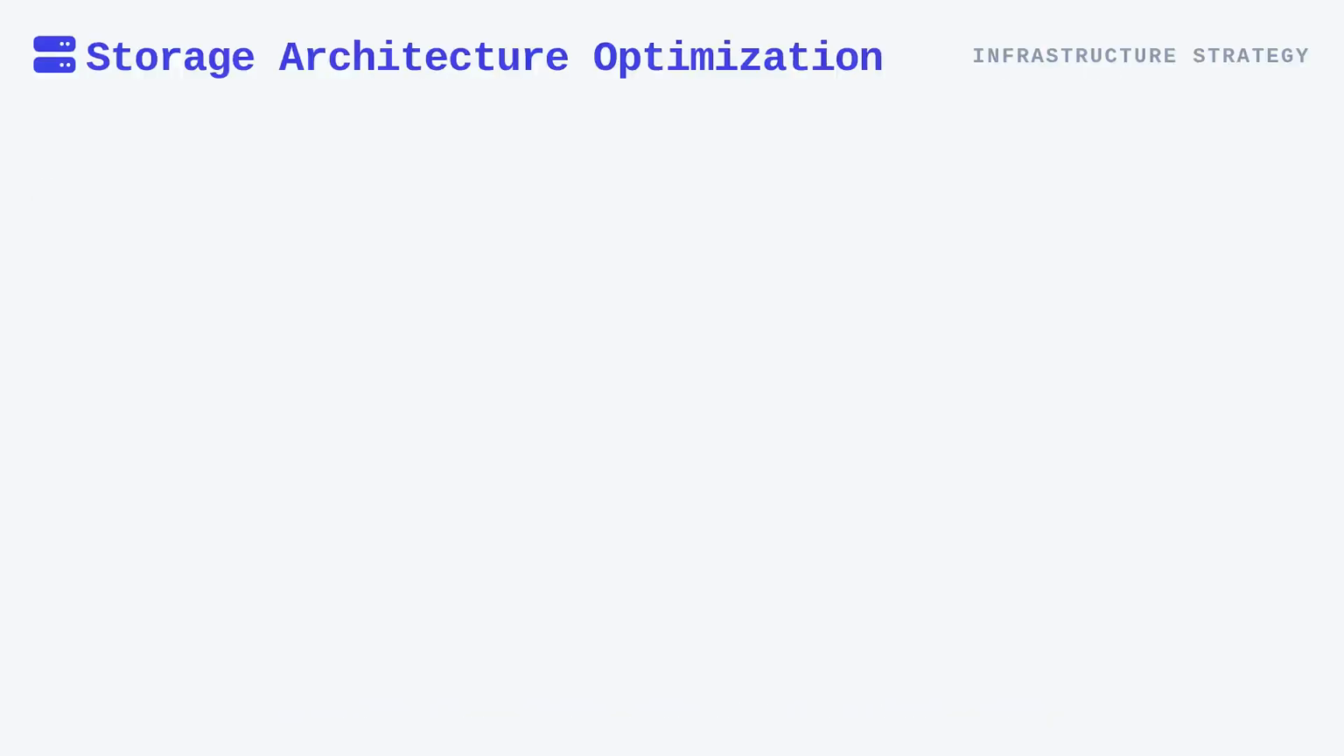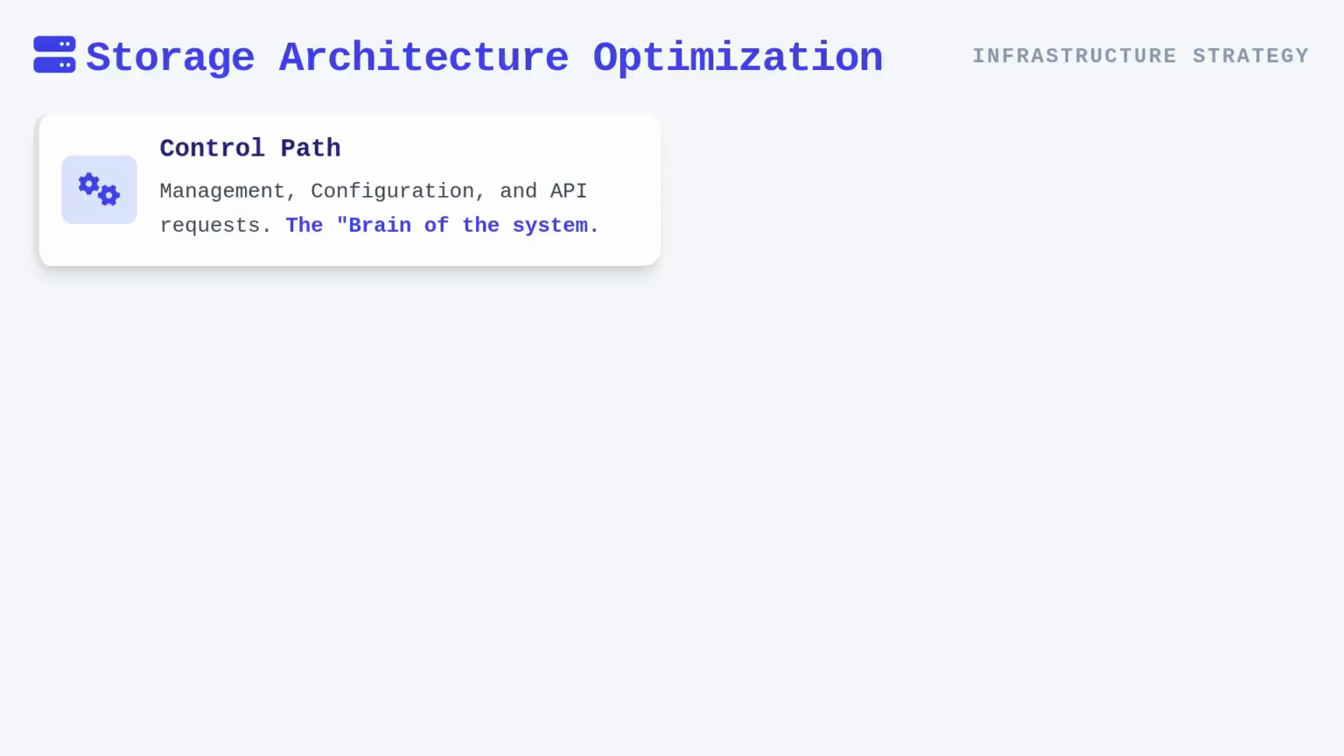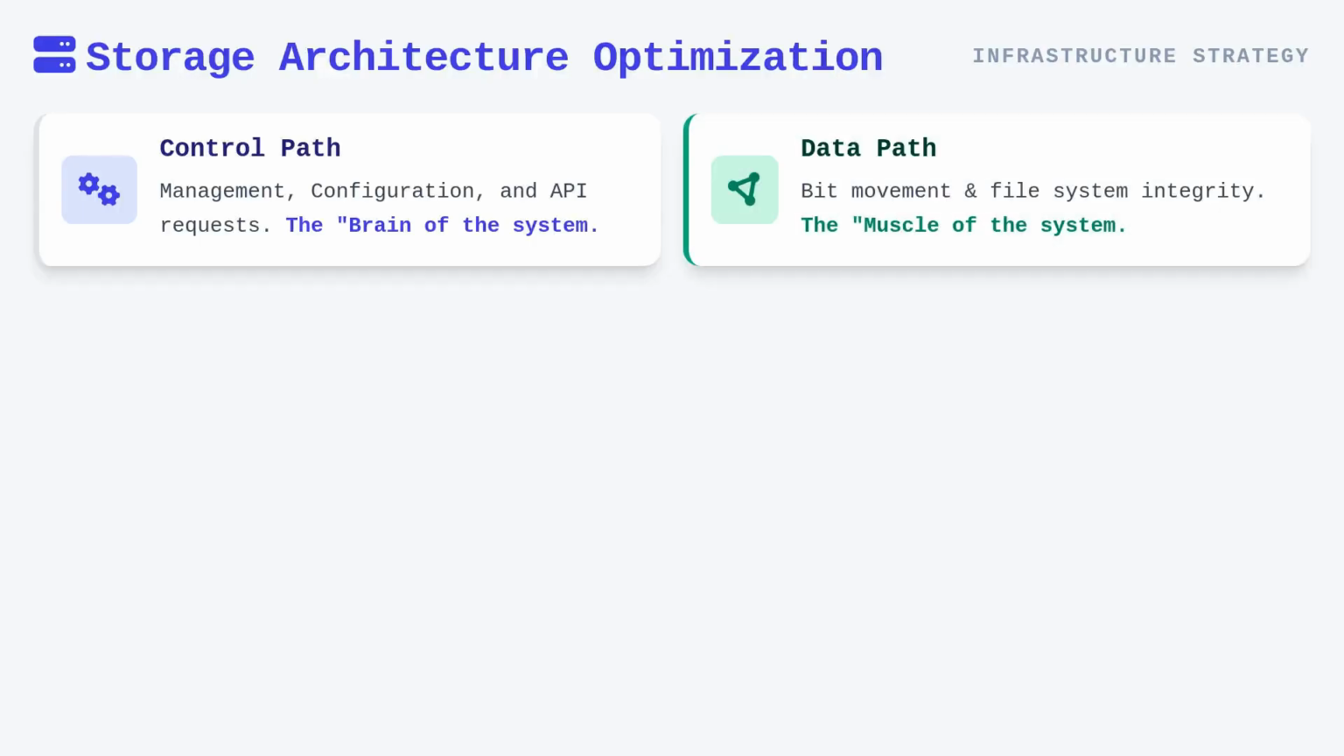The complexity of these architectures can be managed by focusing on the relationship between the data path and the control path. While the control path handles management, configuration, and API requests, the data path remains focused strictly on the movement of bits and the maintenance of the file system integrity.